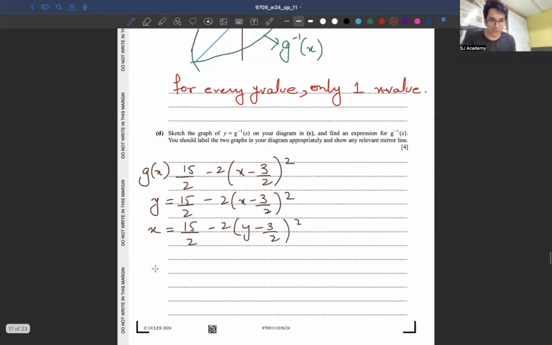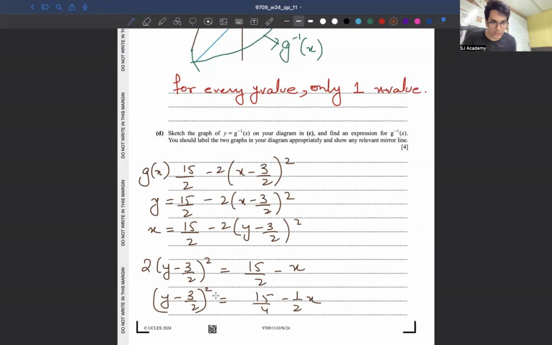We have to make y the subject, so we can write it as 2 into y minus 3 by 2 whole squared. We take it on the left hand side and we write it as 15 upon 2 minus x. Now we bring the 2 on this side, so this will become y minus 3 upon 2 whole squared equals 15 upon 4 minus 1 upon 2x. And then we take the square root on both sides. So this will become square root of 15 upon 4 minus 1 upon 2x. And then finally, y will be equal to, we'll take minus 3 by 2 on this side. So this will become 3 upon 2. And with the square root, we have both plus minus signs over here.